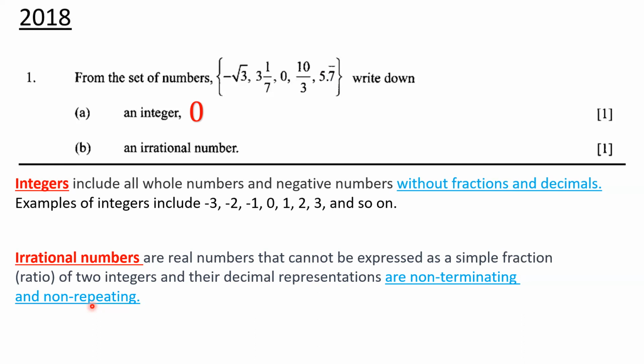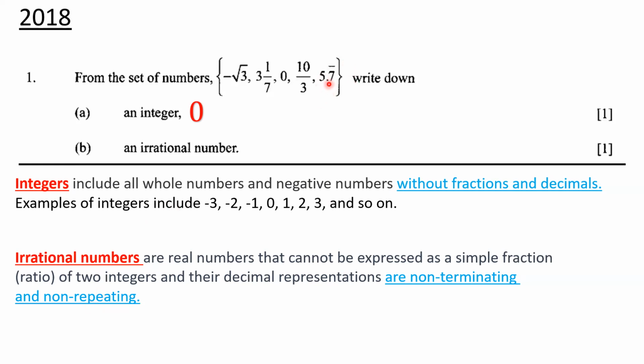Like 0.33333, that's recurring, that's repeating, it has a consistent pattern, or 5959, or like 7.59595959. That's repeating, continuing and continuing. But for irrational numbers, it continues on forever and it doesn't have a consistent repeating pattern. So which number out of the set is an irrational number?